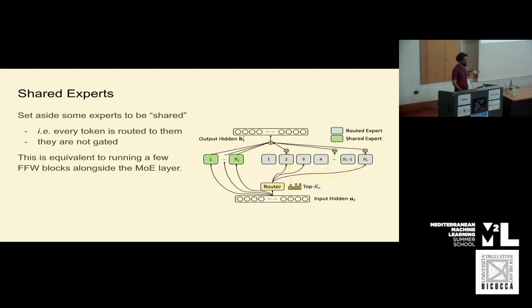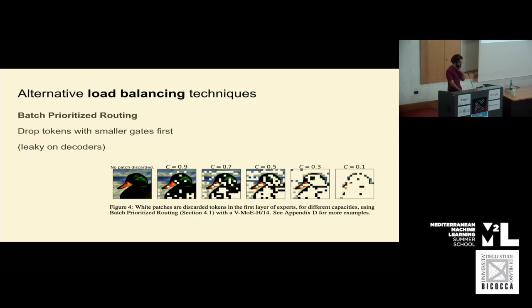So it's good to know that this exists. There's batch prioritized routing that I was talking about. You just drop tokens with smaller gates first. And this, I'd like to say, is because of the decoder leakage problem. You can't really use it on decoders very efficiently. Some people use it. It kind of works, but use it at your own risk, especially with this anti-scaling property.